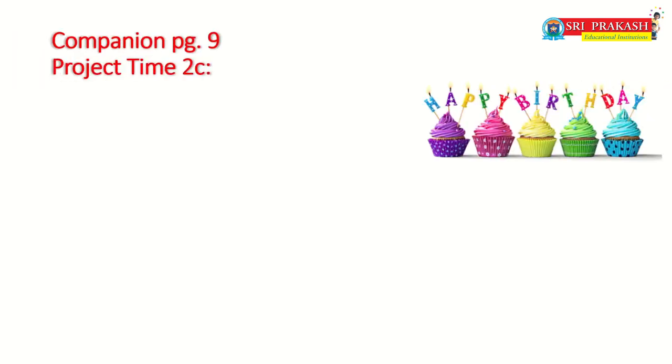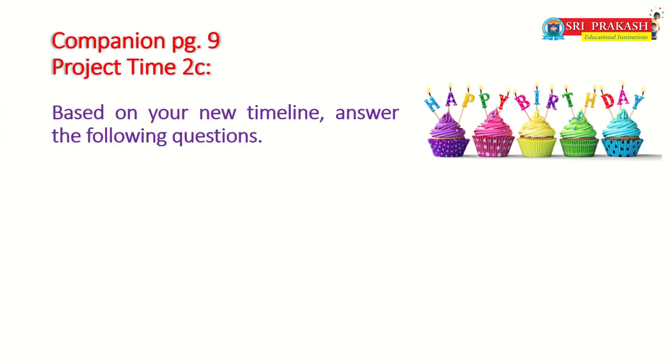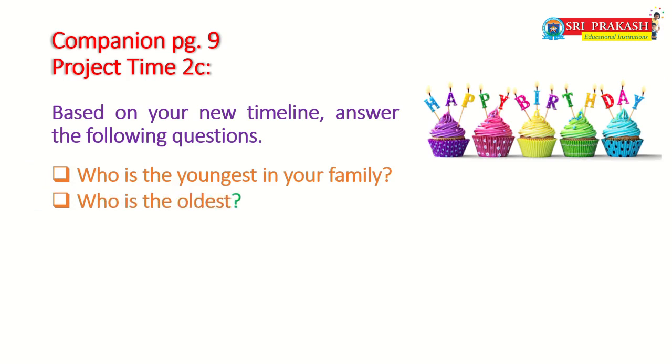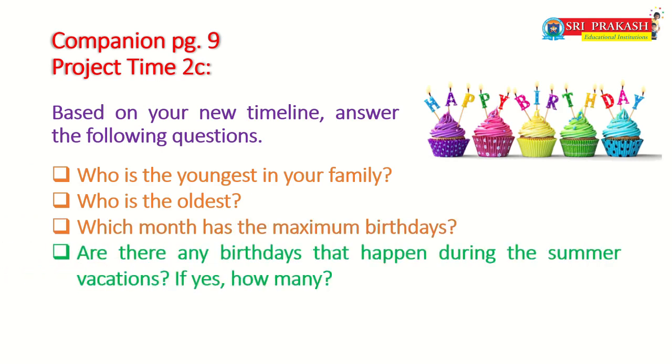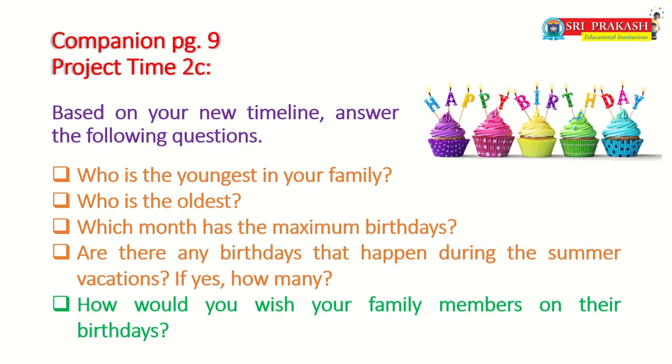Now, based on your new timeline, answer the following questions. Who is the youngest in your family? Who is the oldest? Which month has the maximum birthdays? Are there any birthdays that happen during the summer vacations? If yes, how many? How would you wish your family members on their birthdays?